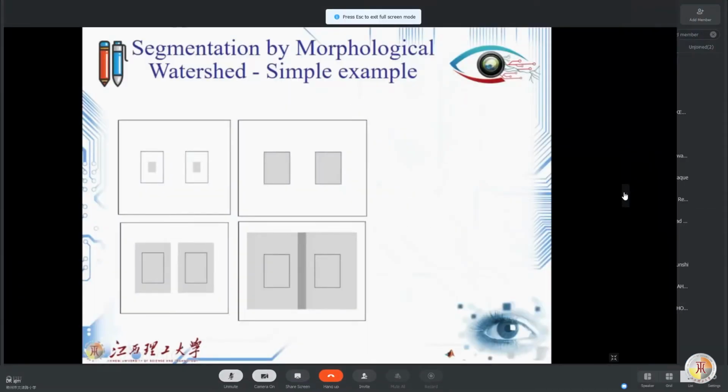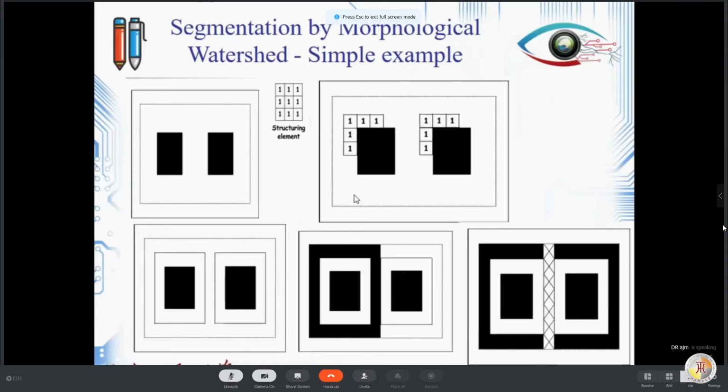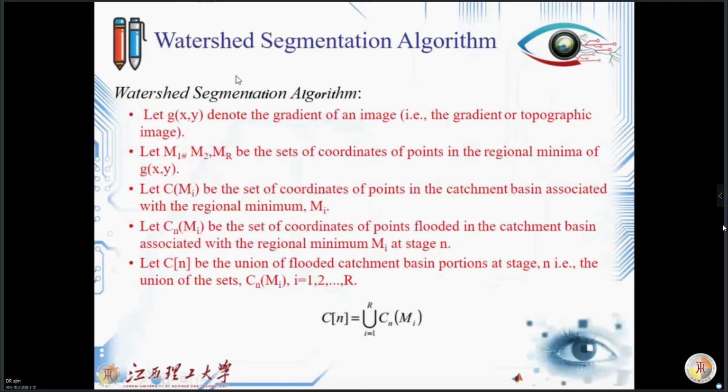Let us continue and see the watershed segmentation algorithm, I mean how we can do this watershed segmentation. First of all, let us denote g(x,y) as the gradient of our image, the gradient or topographic image. Then we let M1, M2, ..., MR be the sets of coordinates of the points in the regional minima of g(x,y).